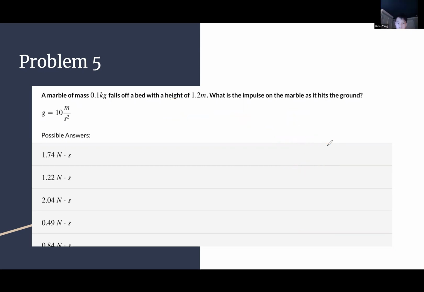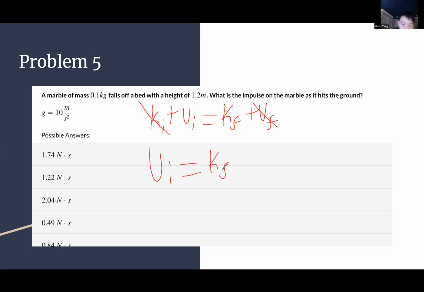If you remember from last week, I talked about energy conservation, which is the initial kinetic energy plus the initial potential energy equals the final kinetic energy plus the final potential energy. We know that the initial velocity is zero, so initial kinetic energy would be zero, and after it hits the ground, the potential energy would be zero because there's no more height. So you're left with initial potential energy being equal to the final kinetic energy.